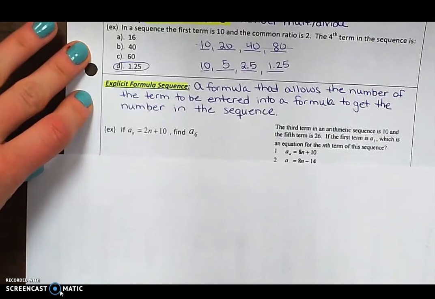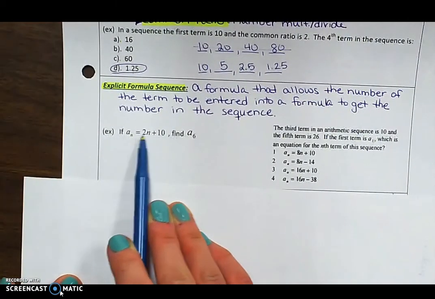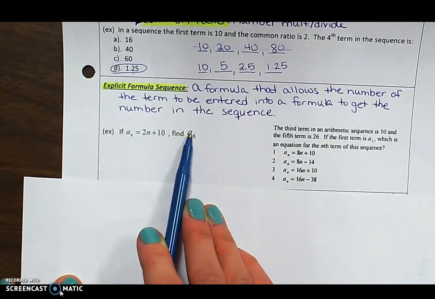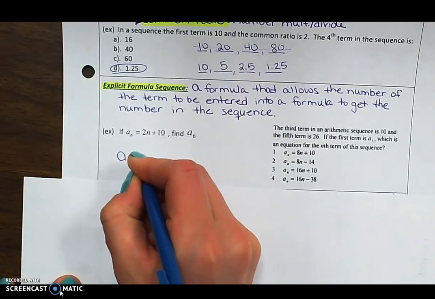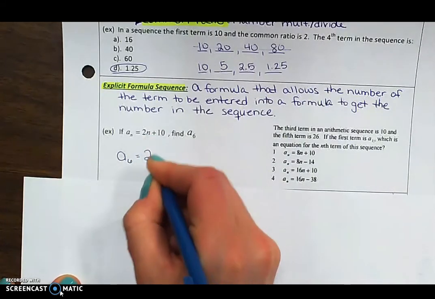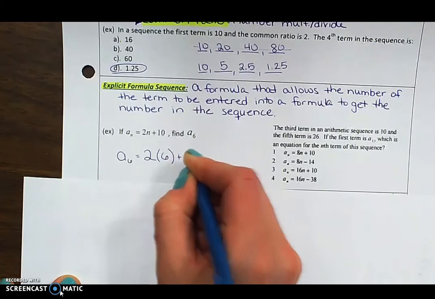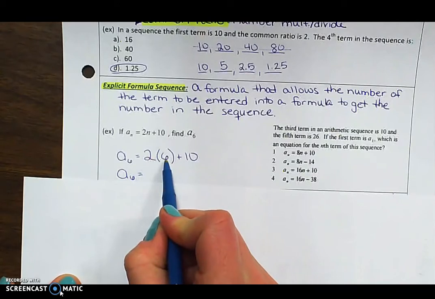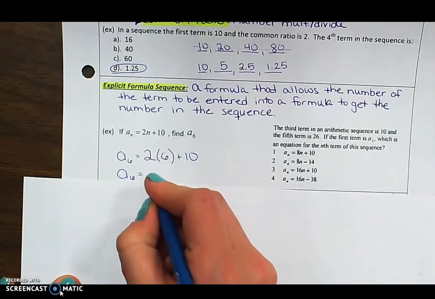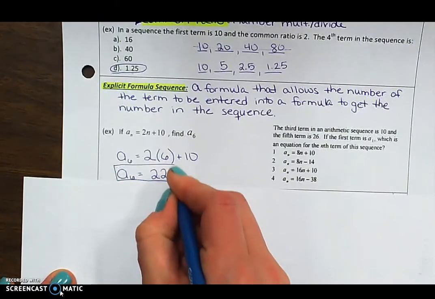So let's go ahead and try two examples here. If a sub n equals 2n plus 10, find a sub 6. So a sub 6 equals 2, and now instead of an n, we're going to replace it with a 6, plus 10. So then a sub 6 equals, 2 times 6 is 12, 12 plus 10 is 22. And we've got our answer.